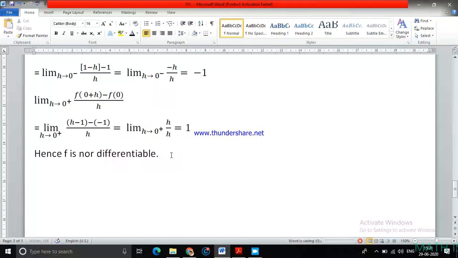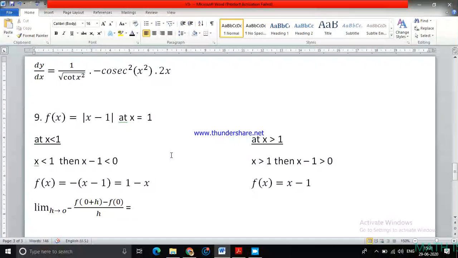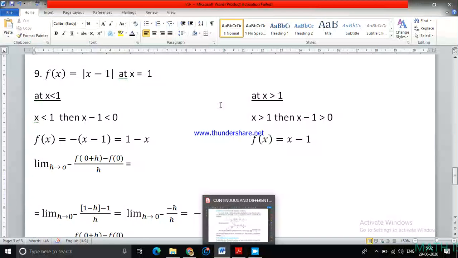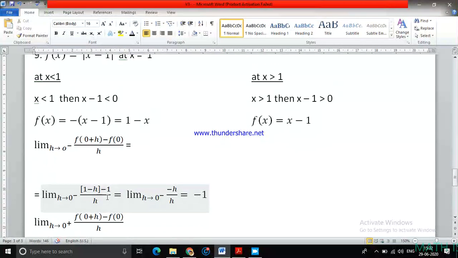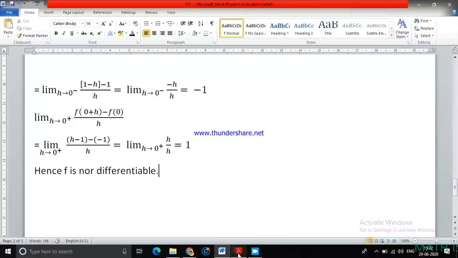That's it. So this is an example of a function which is continuous but not differentiable. And how do you prove whether it is differentiable or not? You can use this method: limit h tends to 0 of f of 0 plus h minus f of 0 upon h. Then you'll get the answer.